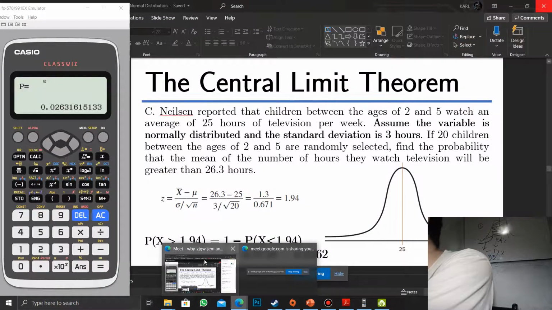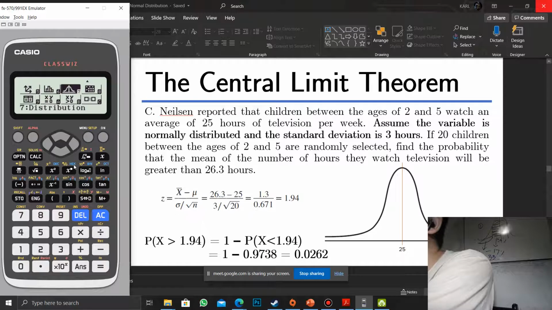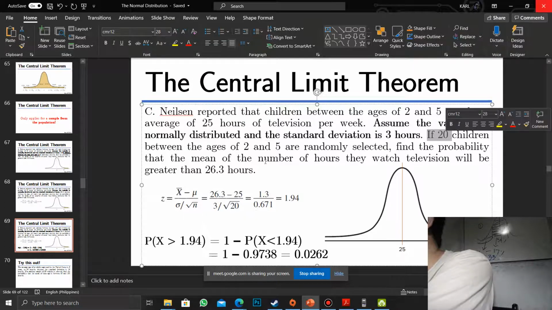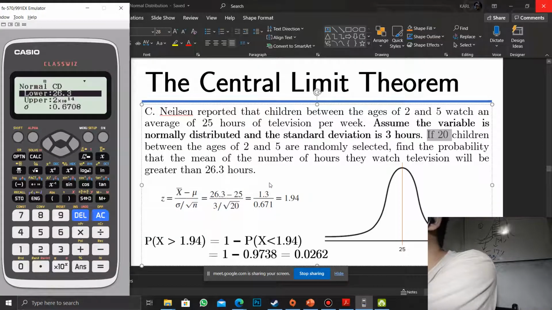Isa pa. Sige, game. Central limit theorem, gagamitin nyo lang siya kapag merong ganito. Pag merong ganito, may sample size, no? Pag sinabing, I chose 20 children. I chose 10 children. Gagamitin nyo lang to kapag meron siyang sinabing ganon. Pag wala, hindi. Yung ginagawa lang natin kanina. Konti lang yung modification na kailangan natin gawin.